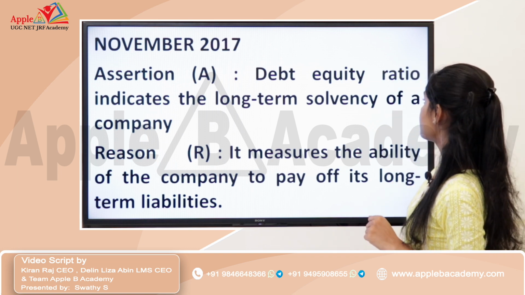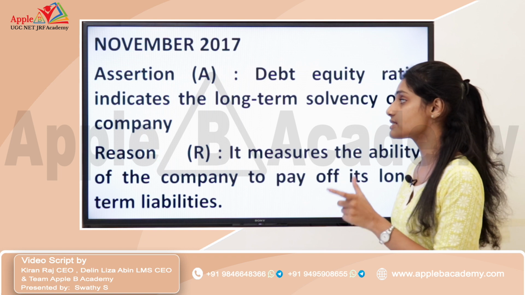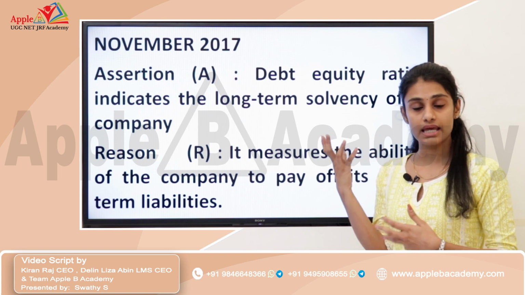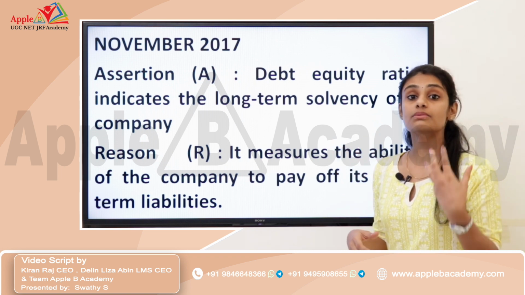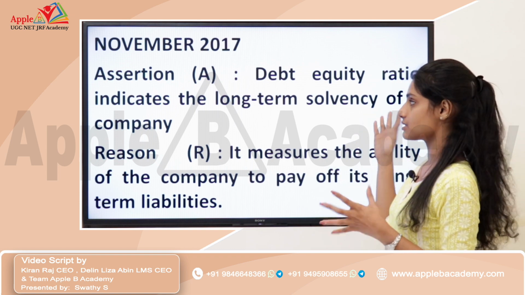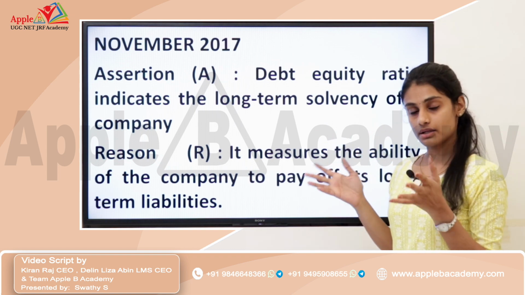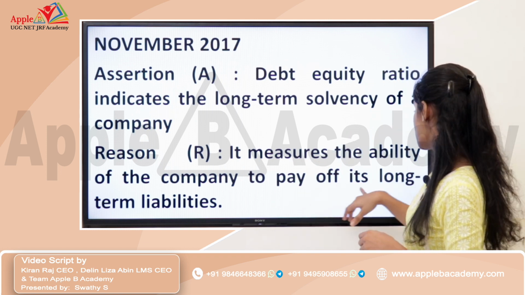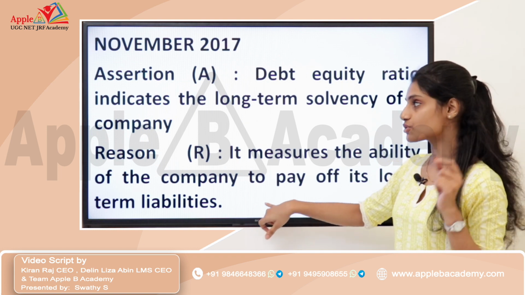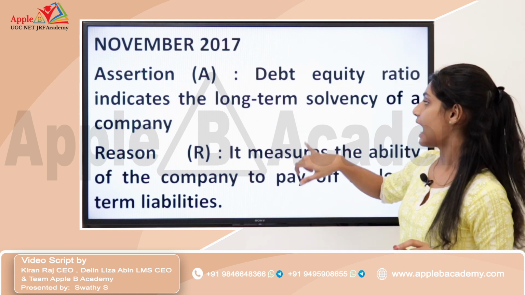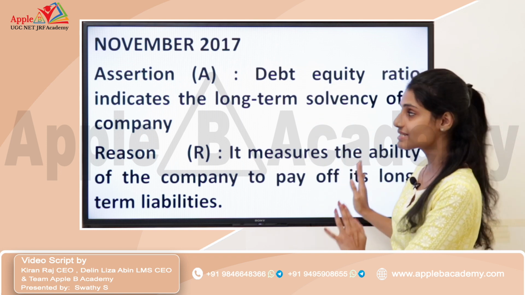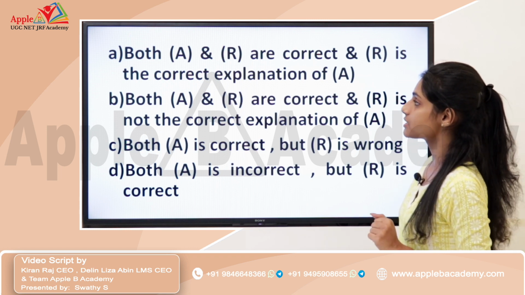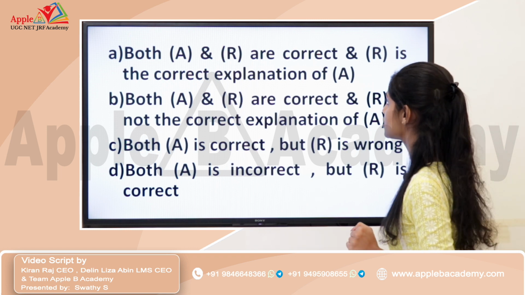The assertion is given as: debt equity ratio indicates the long term solvency of a company. Solvency and leverage, both these are the same. A debt equity ratio says whether you are able to meet the long term liabilities of your concern in time. So yes, that shows solvency. And what about the reason? It measures the ability of the company to pay off its long term liabilities. Yes, that is actually measured. So the assertion is correct, the reason is correct, and the reason is the correct explanation of the assertion. So the first option, that is both A and R are correct and R is the correct explanation of A.